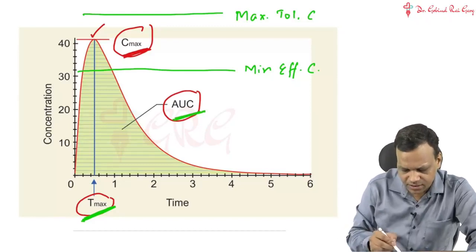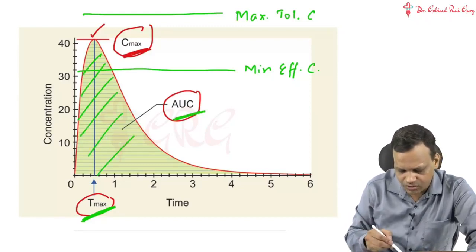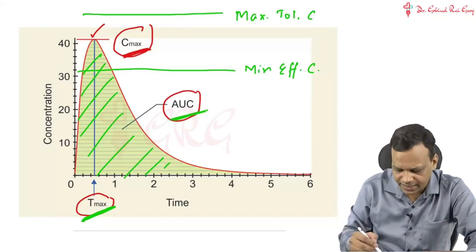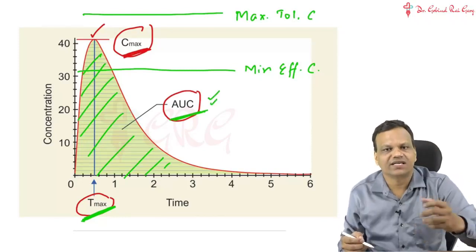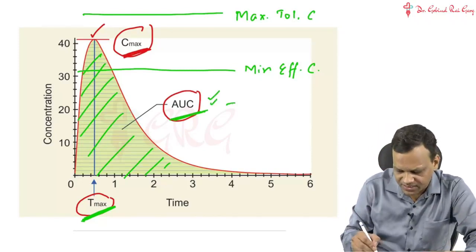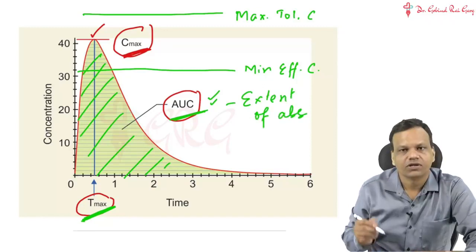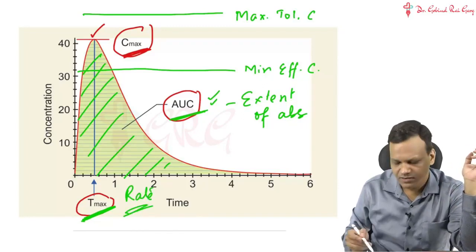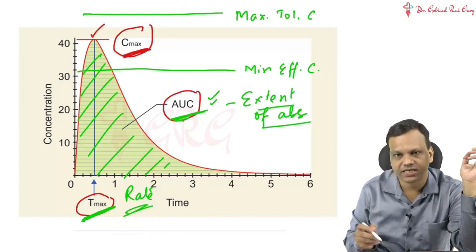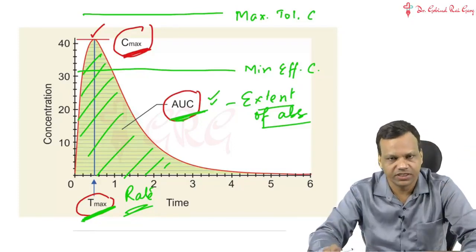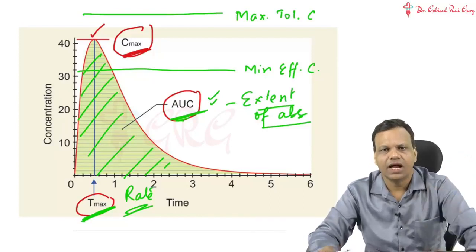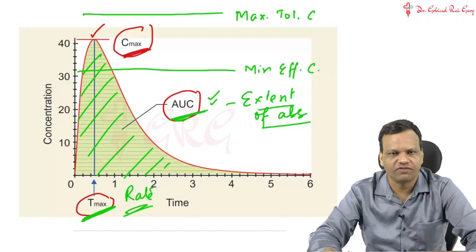Now, AUC tells the total area. This total area is called AUC. AUC, area under the curve, tells how much total drug has come into the plasma, or simply we can say it tells about the extent of absorption. So, read carefully. If they ask rate of absorption, it is Tmax. If they ask extent of absorption, it is area under the curve. Clear? So, Cmax tells maximum concentration, Tmax tells rate of absorption, and AUC tells the extent of absorption.